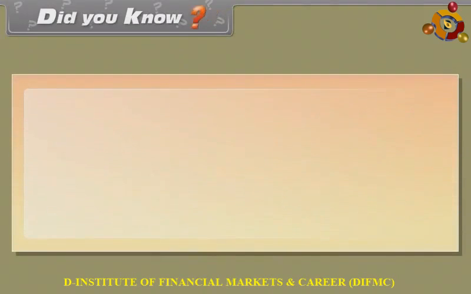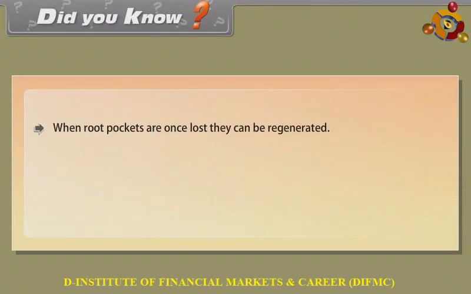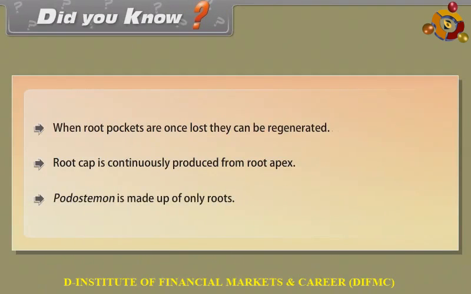Did you know? When root pockets are once lost, they can be regenerated. Root cap is continuously produced from the root apex. Podostemon is made up of only roots.